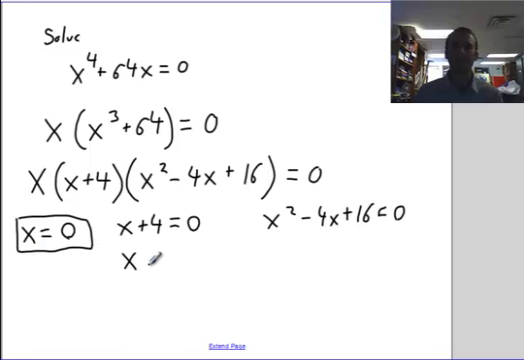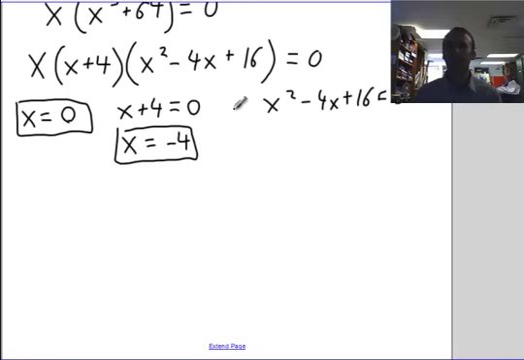This one I can solve by subtracting 4. I have 2 answers. I have 1, 2. Now I get my other 2 roots from this one. So let's solve this, and let's solve it by completing the square again, so you get a lot of practice doing this. So half of negative 4 is negative 2. Negative 2 squared is 4. So I'm going to add 4 to both sides.